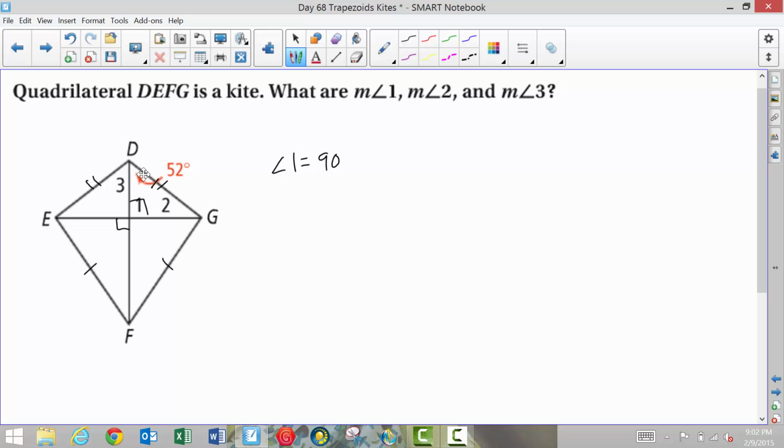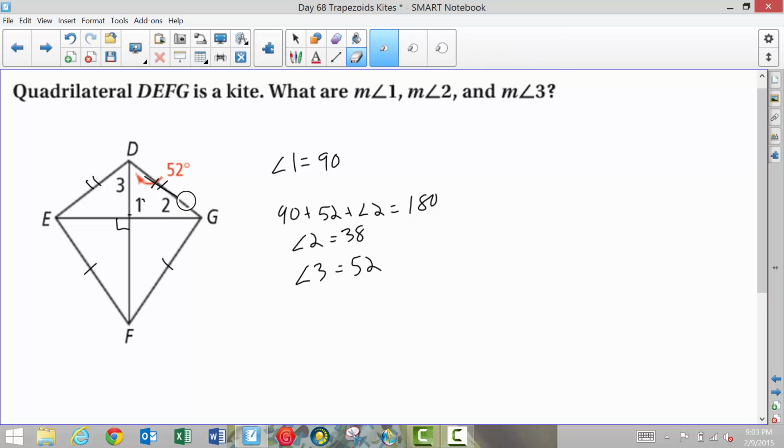So don't forget that you have a triangle. So you have 90 plus 52 plus angle 2 equals 180. So angle 2 is equal to 38. Don't forget your triangle rules. And angle 3 is equal to 52. How do I know angle 3 is 52?